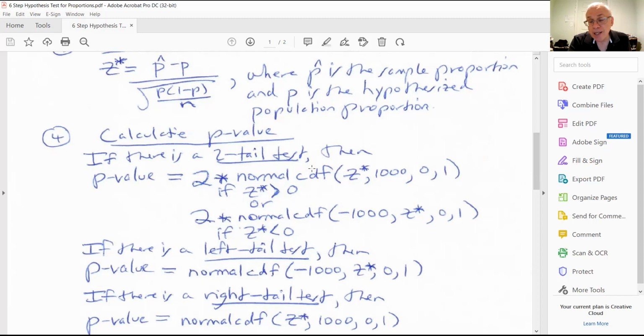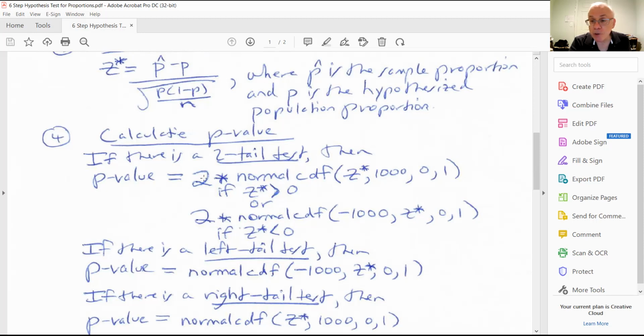And of course, in this form, where Z star is greater than 0, that's because it's a right tail. Remember, for right tails we do Z greater than Z star for our p-value, and for Z star less than 0, we're going to use the left.